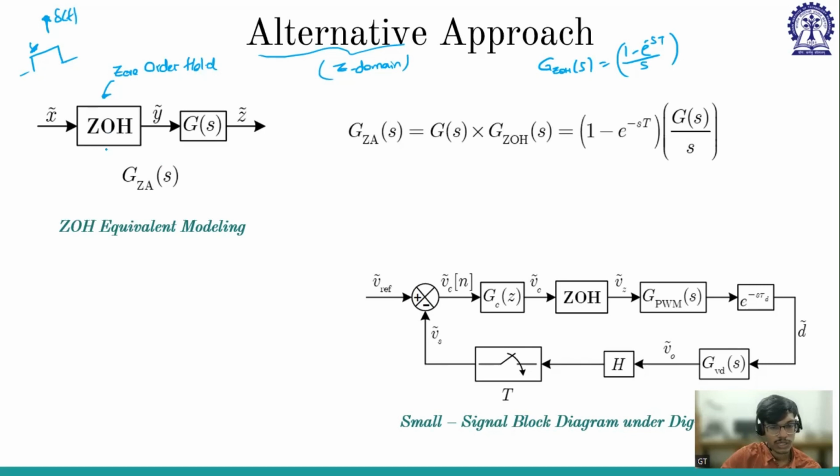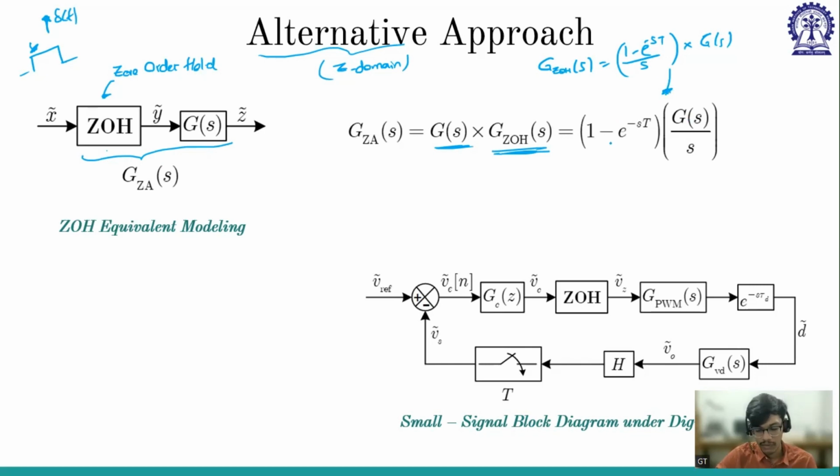So we know this transfer function, and say this is some g of s. Another block is there with transfer function g of s. Now what is the total g z of s? G z of s is simply g of s into g zero order hold of s, right? So 1 minus e to the power minus sT by s into g of s. That's what Sir is writing here. Sir has brought this 1 minus e to the power minus sT outside and s inside.